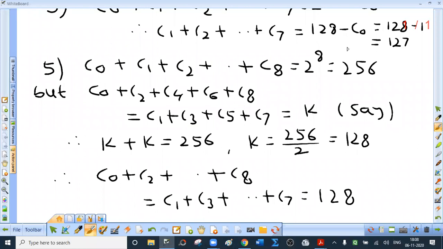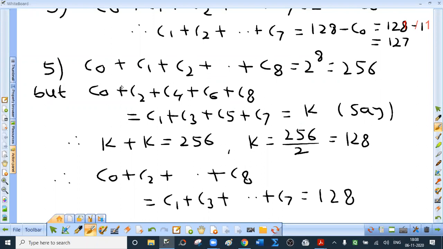Sum number 5, show that C0 plus C2 plus C4 plus C6 plus C8 equal to C1 plus C3 plus C5 plus C7 equal to 128. Now we begin with sum of binomial coefficients of order n is 2 raised to n. Here order is 8, so 2 raised to 8, that is 256.